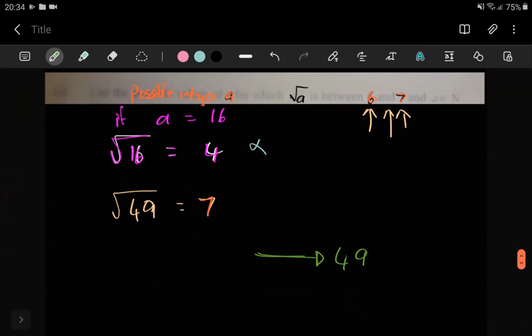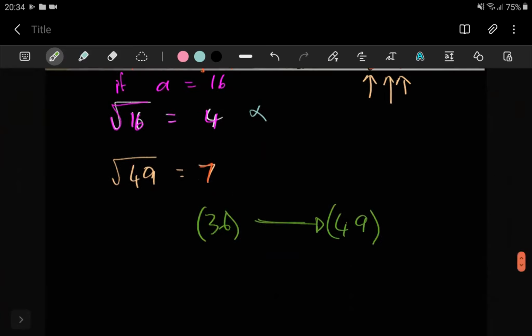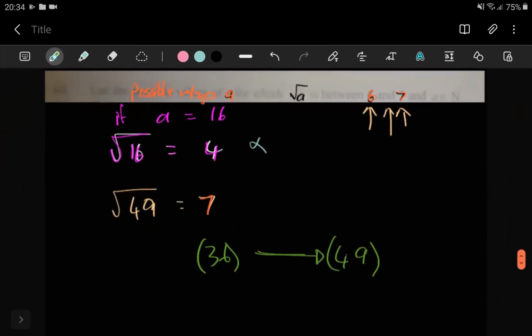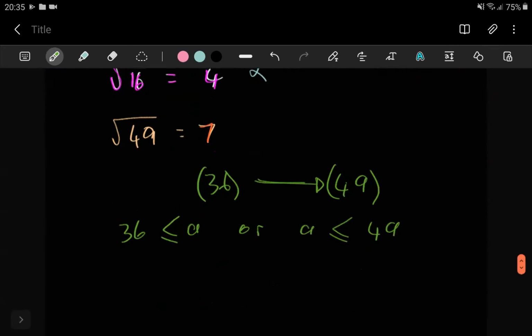So we find the squares of 6 and 7, which are 36 and 49. Then we list the numbers from 36 to 49. Yes, but we actually don't have to write them all out. All we have to say is that a is between 36 and 49. The way we do that is we say a is bigger than or equal to 36, or a is smaller than or equal to 49.